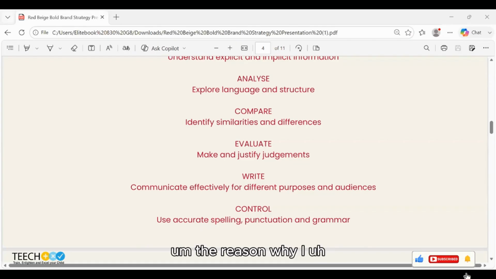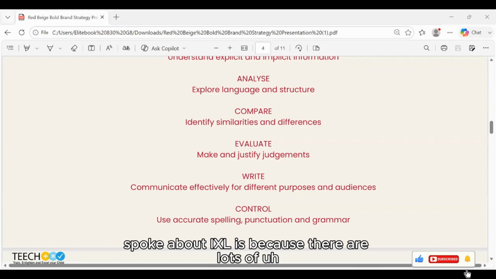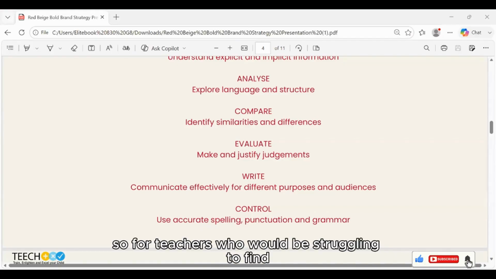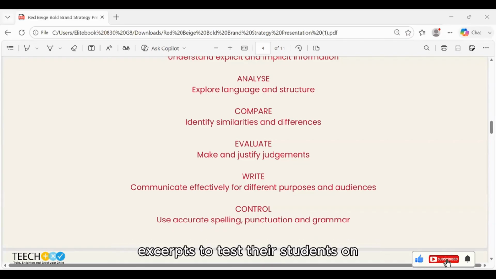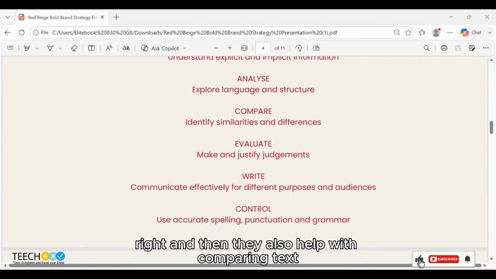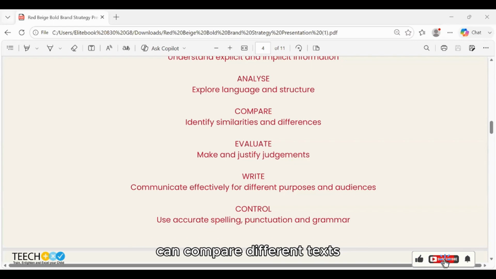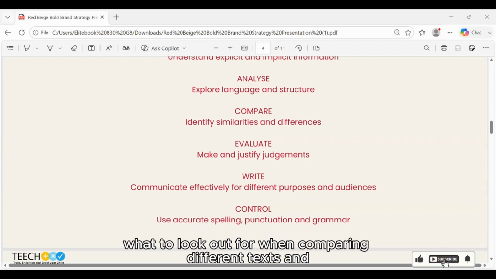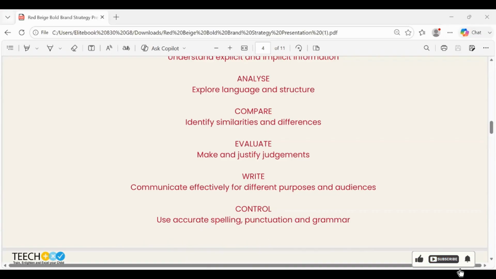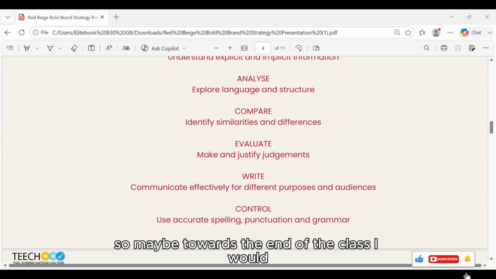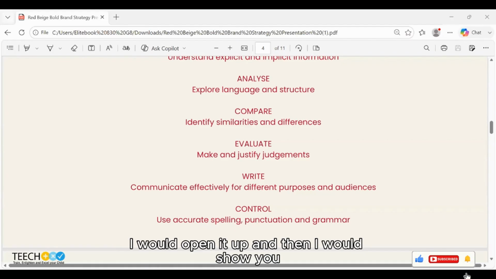The reason why I spoke about IXL is because there are lots of excerpts, right? So for teachers who would be struggling to find excerpts to test their students on, you would find lots of them on IXL. And they also help with comparing texts. They actually have broken down the scales, where you can compare different texts, what to look out for when comparing different texts. And they have various questions on it. So maybe towards the end of the class, I would open it up and then I would show you.